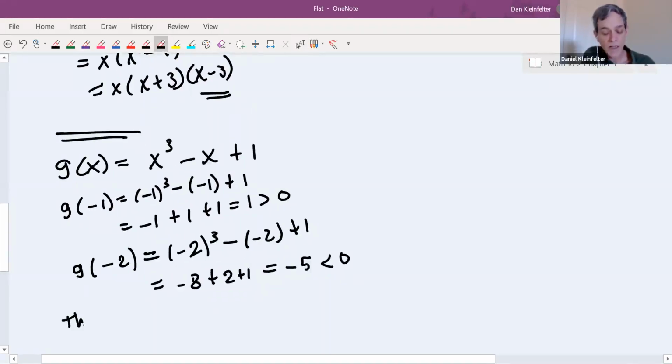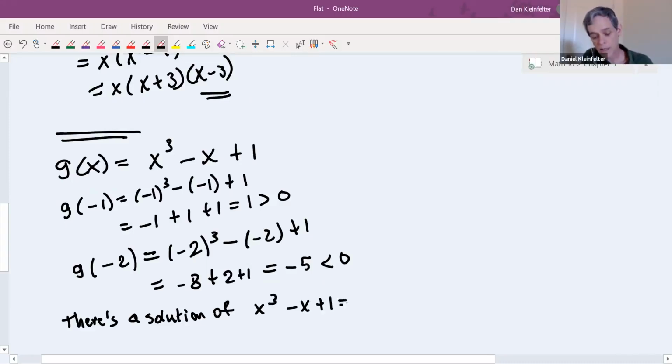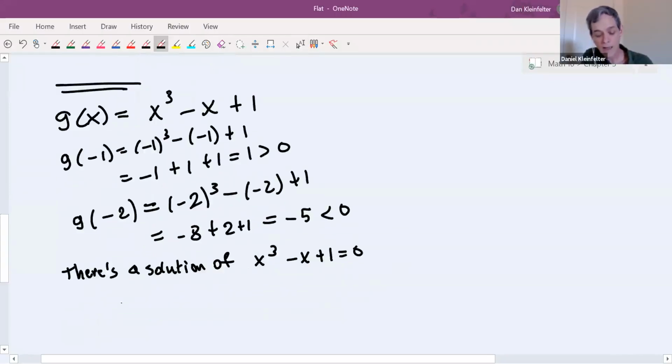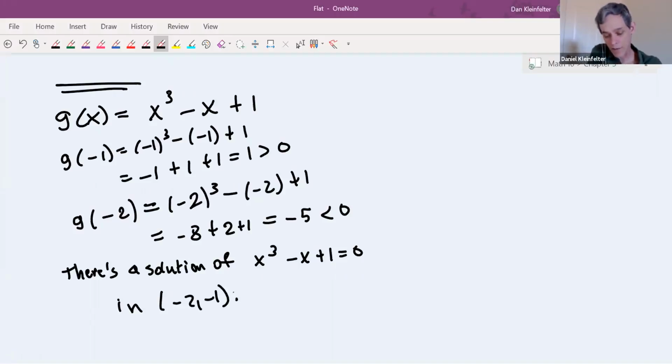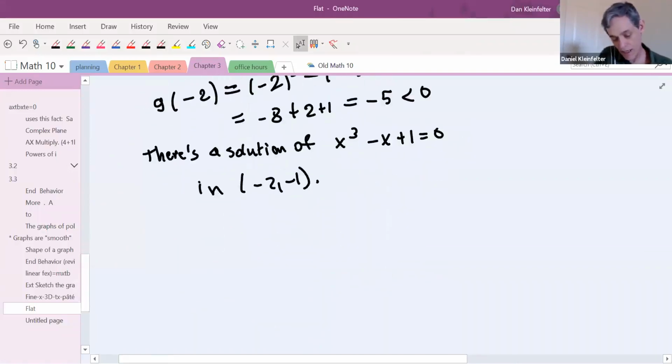So there's a 0, or a solution, of the equation x cubed minus x plus 1 equals 0 in the interval between negative 2 and negative 1. Okay, we don't know what it is, but it's in there according to the intermediate value theorem. All right, so that's the end of the intermediate value theorem.